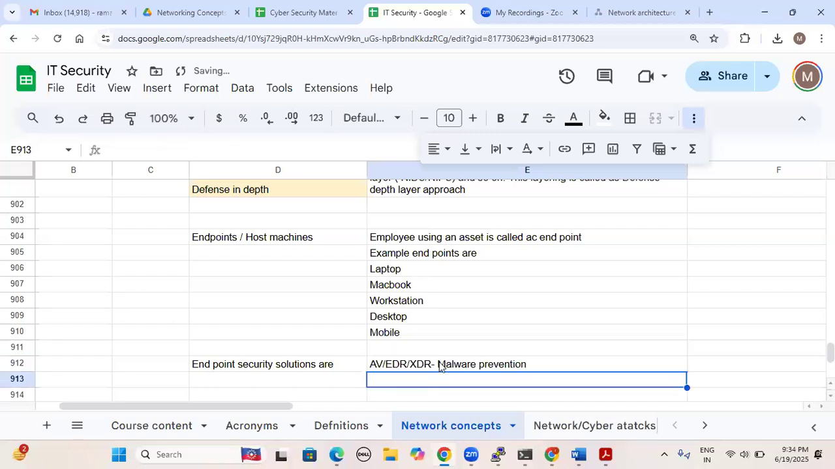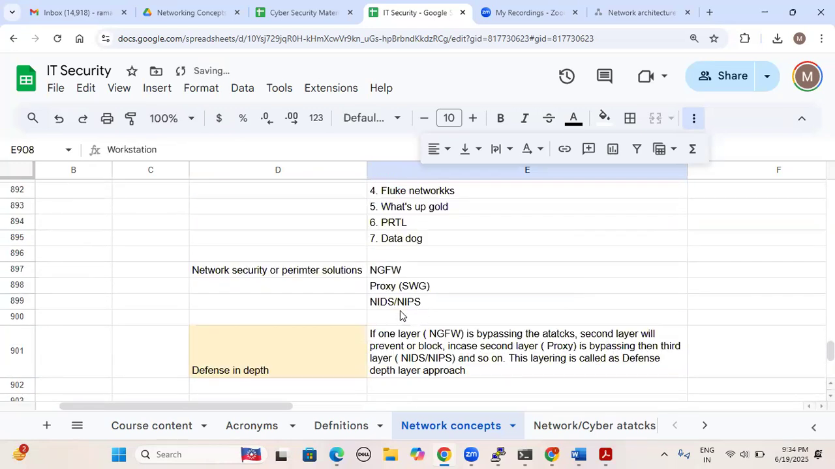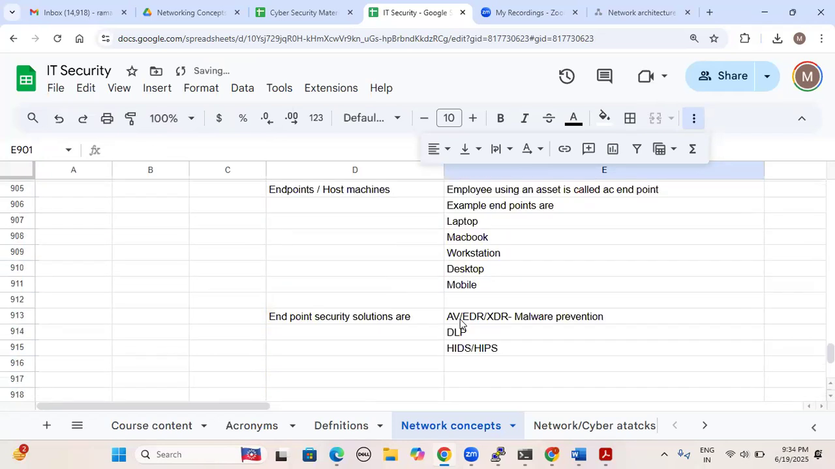Full forms also. Next one, DLP. This is endpoint DLP. So on the end user side, if data is leaking, that is handled by endpoint DLP: data loss or data leak prevention. Then HIDS, HIPS: host intrusion detection system, host intrusion prevention system. If you want, you can keep network DLP here also. That is also one of the solutions we can implement on the networking side. NDLP, network DLP.